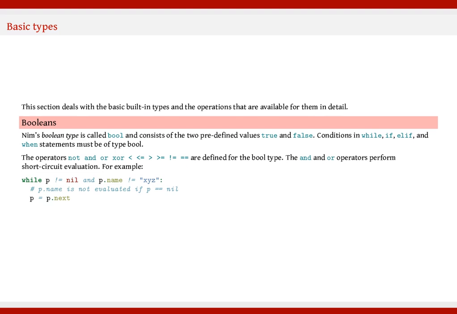For example: while p != nil and p.name != "xyz": # p.name is not evaluated if p == nil; p = p.next.